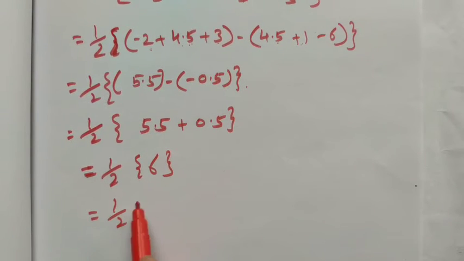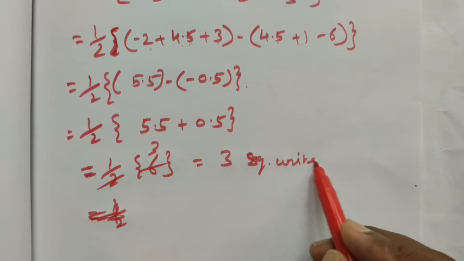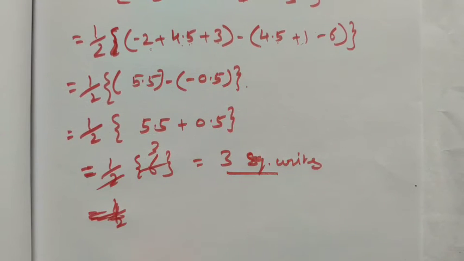is equal to 1 by 2 into 6 means we have to divide here, we get 3. So this term is equal to 3 square units. So the area of the triangle FED is equal to 3 square units.